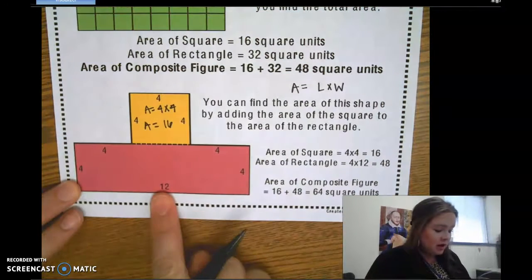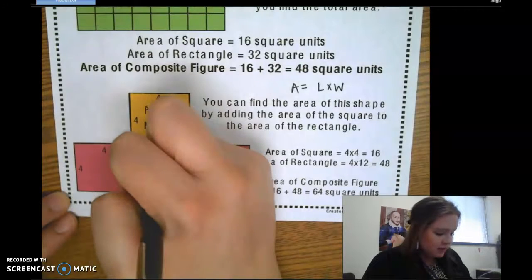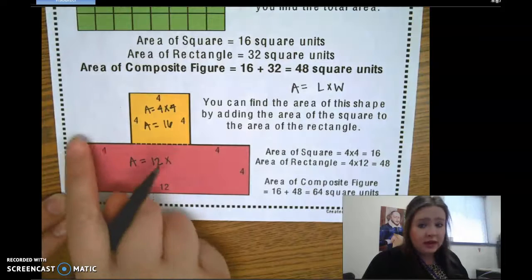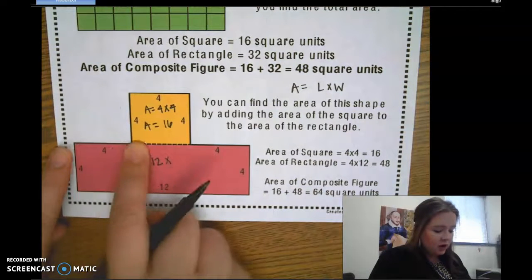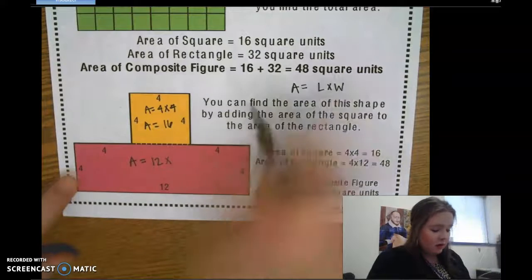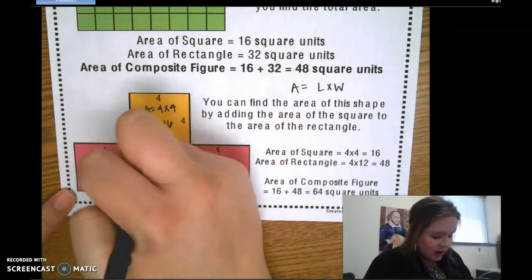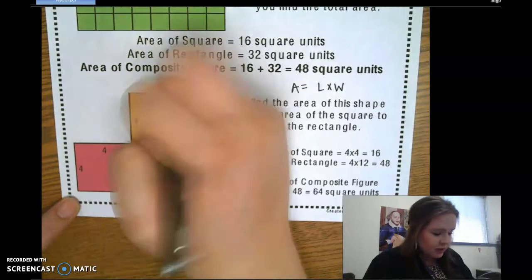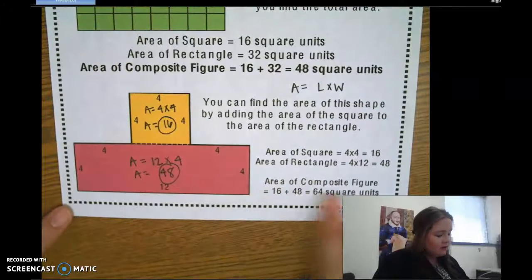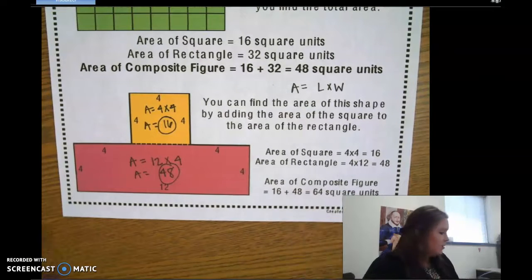This one here, your length, area equals 12 times your width. Now, this 4 right here goes there and that goes there. But I need my width. I don't need these other two dimensions. Times 4, area equals 48. So then they would have added up 16 plus 48. The area of the composite figure is 16 plus 48, which equals 64 square units, okay?